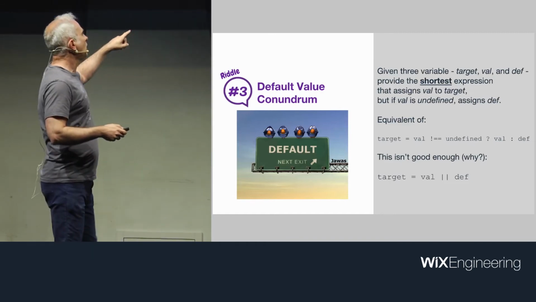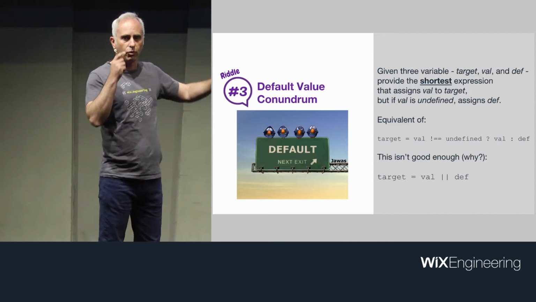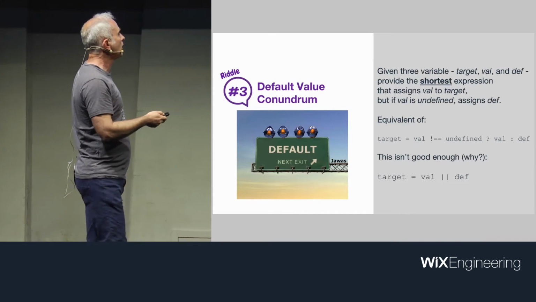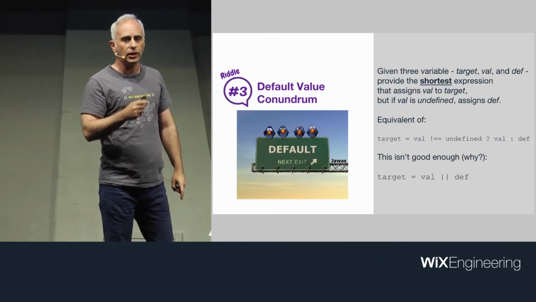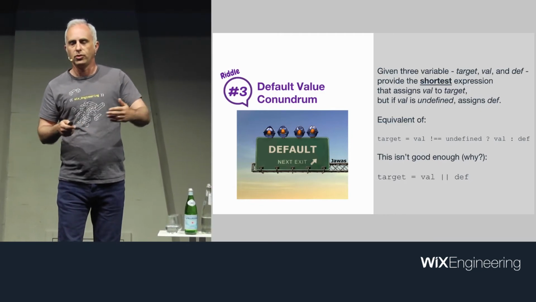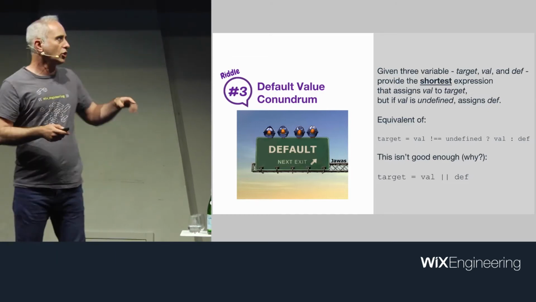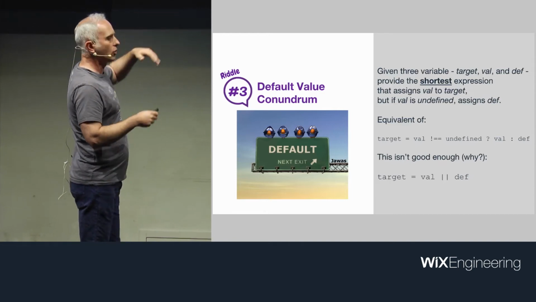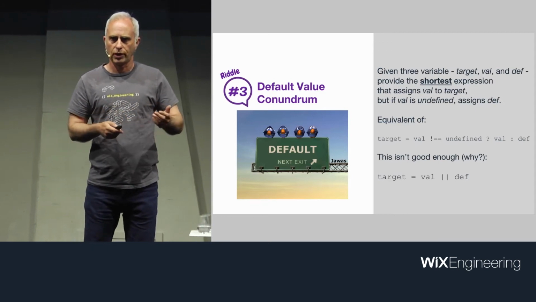Yeah, because it's not good enough: if val is any falsy value, it will go to def, which means that if val is, for example, 0 or an empty string, it will go to def, which is not what I want. I want to go to def only if val is undefined. So, can you think of the shortest possible expression for achieving what is written above? And again, target, val, and def are all defined variables. That's why I'm foregoing stuff like var and const or let or whatever.